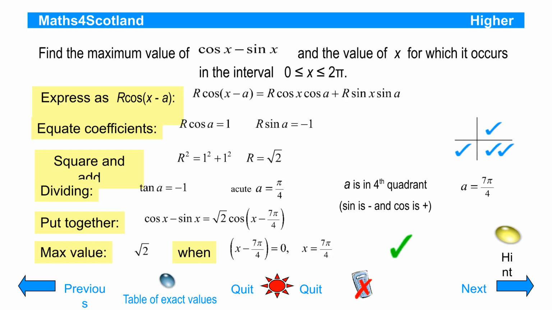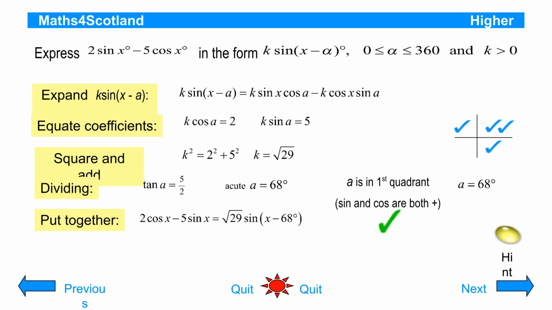and a. In this next task, we express a given function in the form r cos of x plus a and then find its maximum value. We must also determine the specific value of x within the interval 0 to 2 pi, where this maximum occurs. This question asks us to express a specific trigonometric function in the form k sine of x plus a. Once we have found the constants, we will solve the resulting equation for x within the given range.